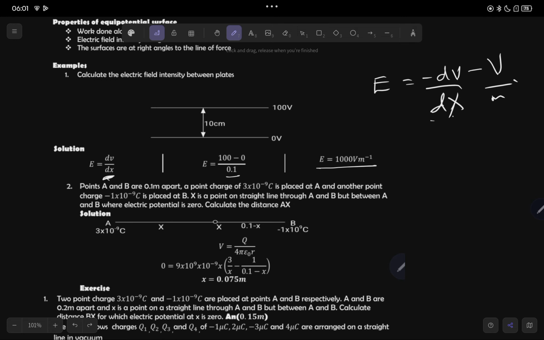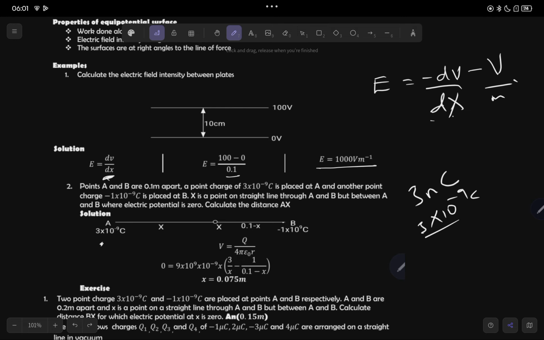And another point charge, negative 1 times 10 to the power 9 coulombs, is placed at B. You can use nano instead of 10 to the power negative 9 sometimes. When they say 3 nanocoulombs, they mean 3 times 10 to the power negative 9 coulombs. So one is placed at A, of positive 3, and the other is placed at B, of positive 1.